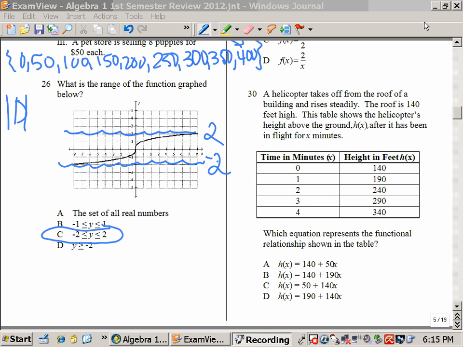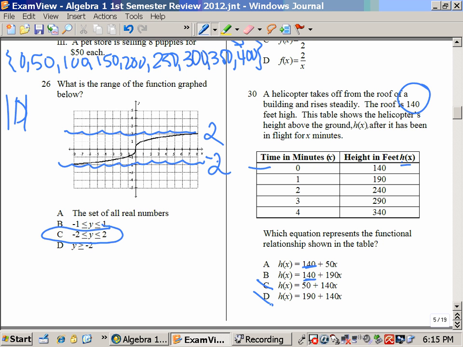Number 30, and the last one for this part of the video, we have a helicopter that starts coming off of a roof 140 feet high. So I know that my y-intercept is going to be 140 right here. So this one looks pretty good. This one looks good. C is not right, and D is not right.